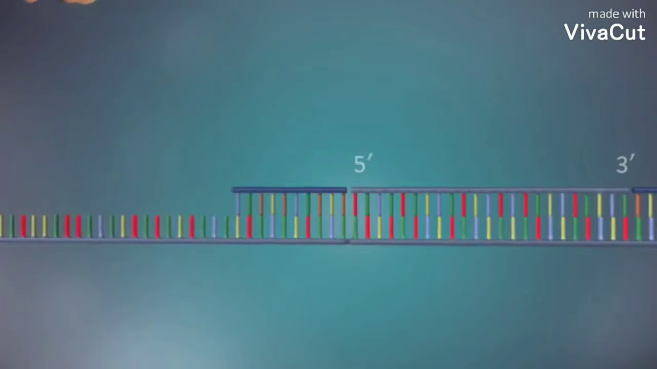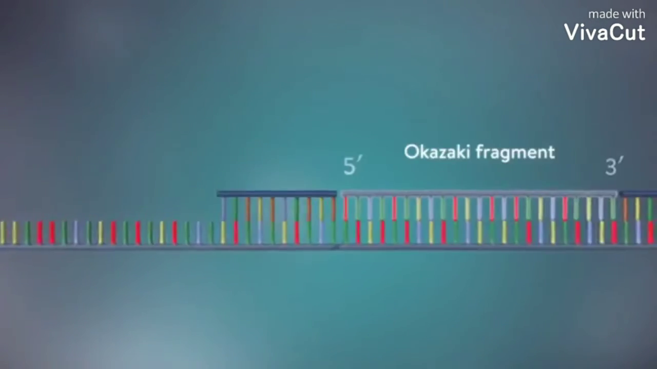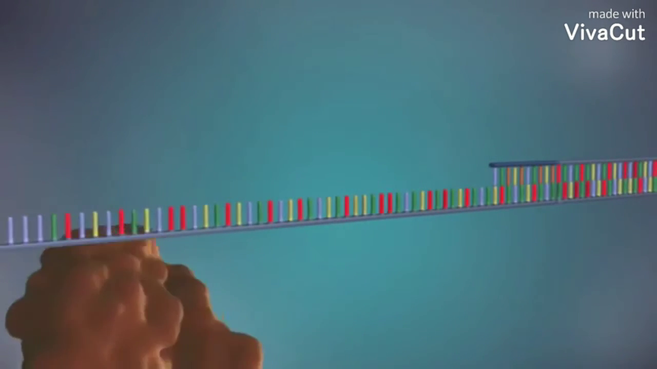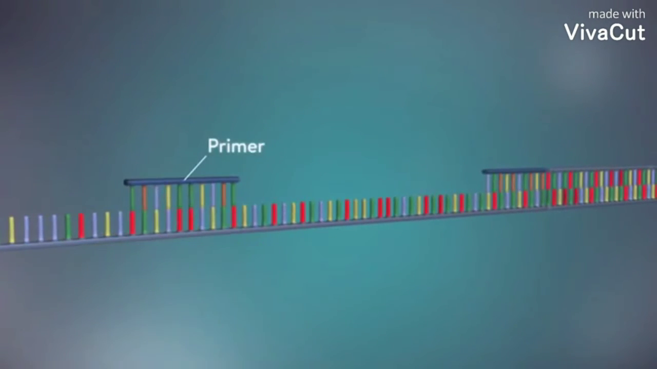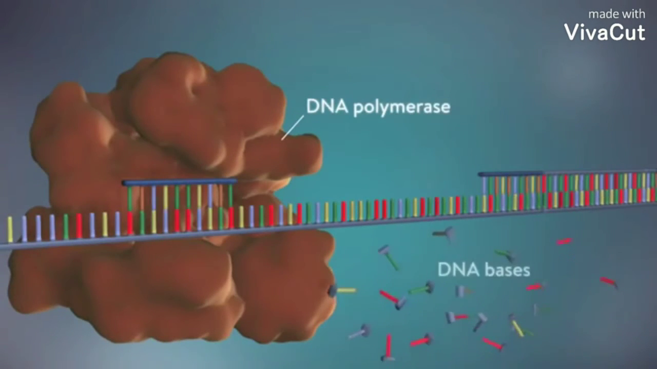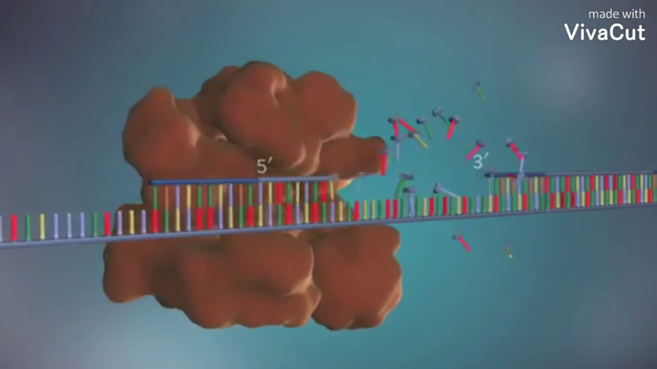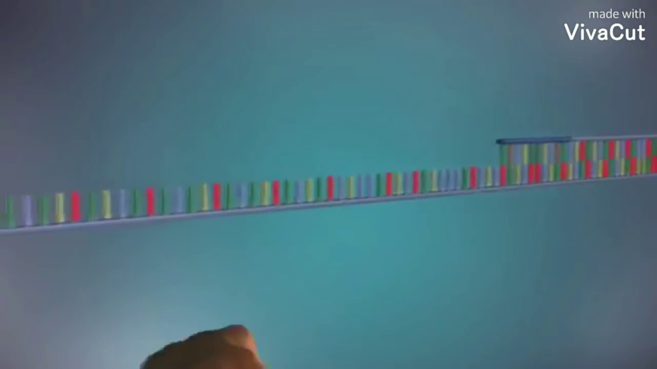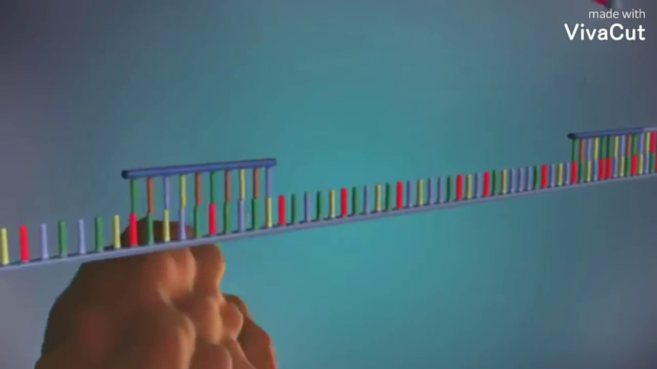The DNA polymerase can form this strand only in small pieces called Okazaki fragments. Each fragment is started with an RNA primer. DNA polymerase then adds DNA bases in the 5' to 3' direction. Next, a primer is again added. Another Okazaki fragment is made and the process is repeated again and again.